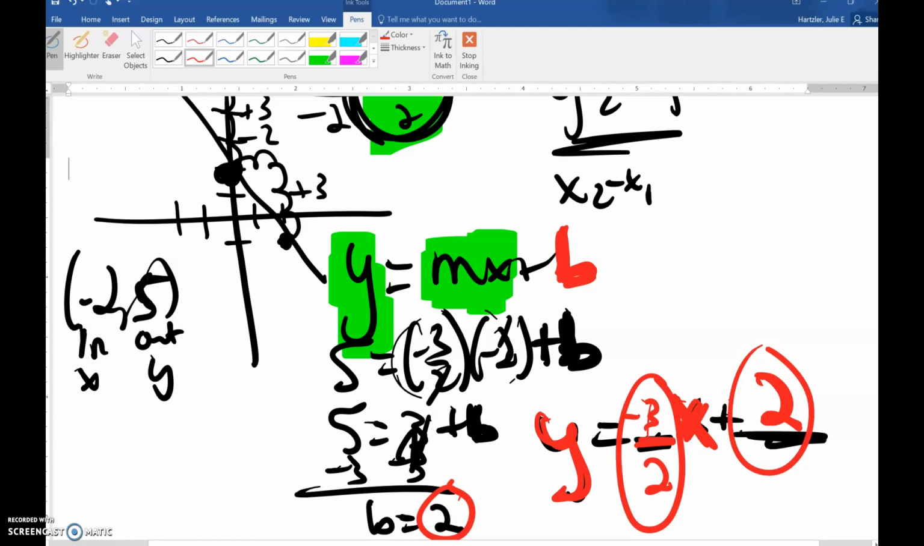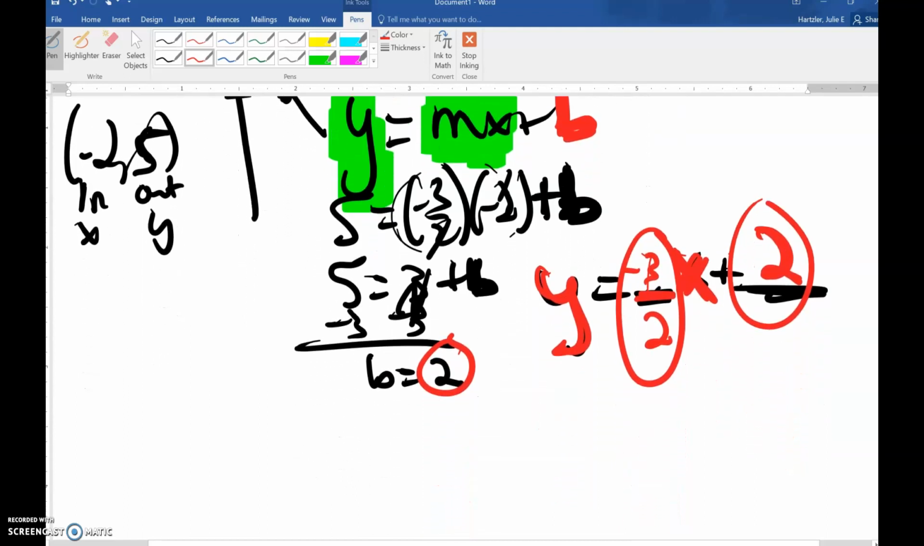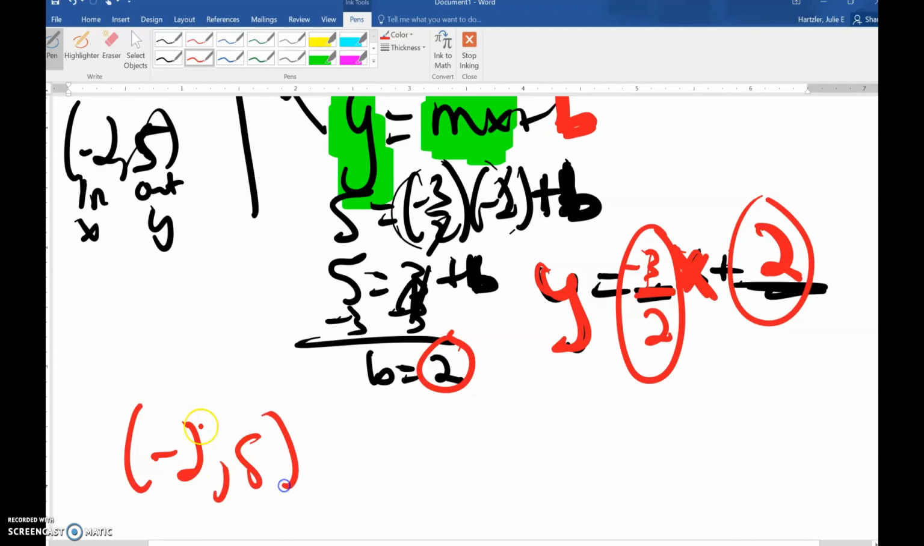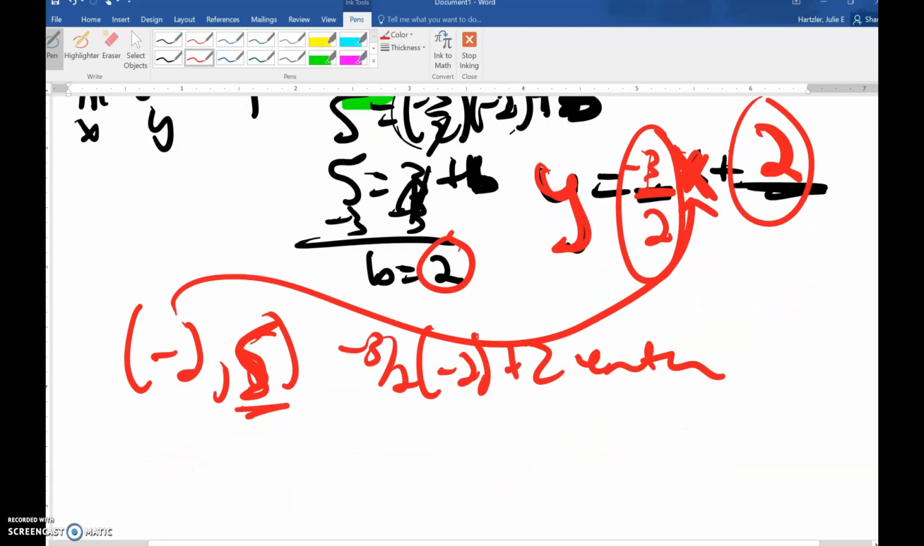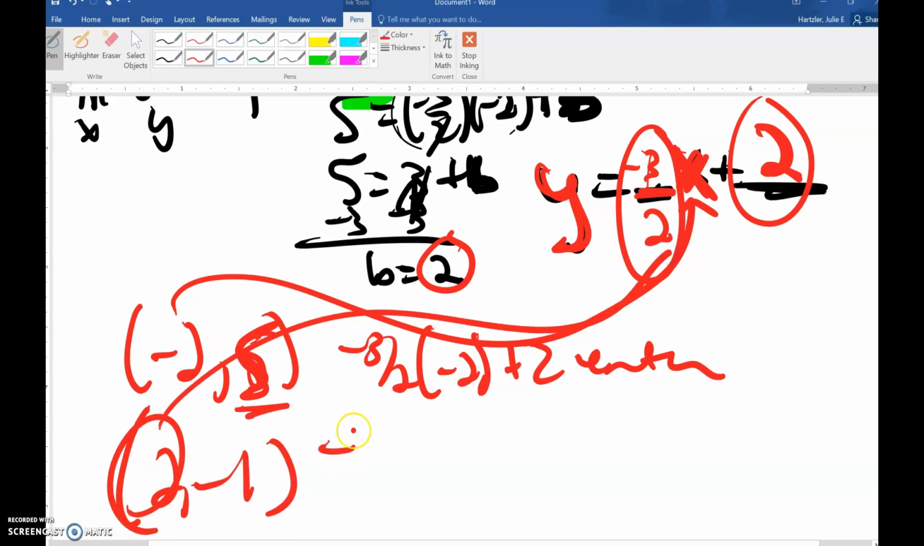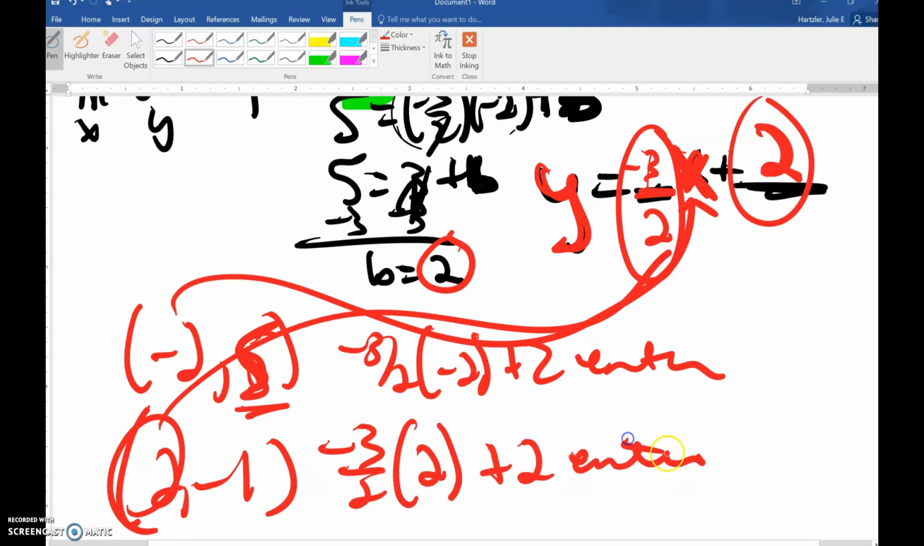Cool thing about this is you can actually check your answers. So we had those 2 points, -2, 5. So shove a -2 in here. So take -3/2 times -2 plus 2, enter on a calculator. If you don't get 5, you're wrong. And then what was our other point? This one, we had another point. What was it? 2, -1. Same thing. Shove in your input into the formula. So -3/2, shove in 2, plus 2. Enter. And again, if it doesn't give you an output of -1, you're wrong. But in this case, they both worked, so I'm good.